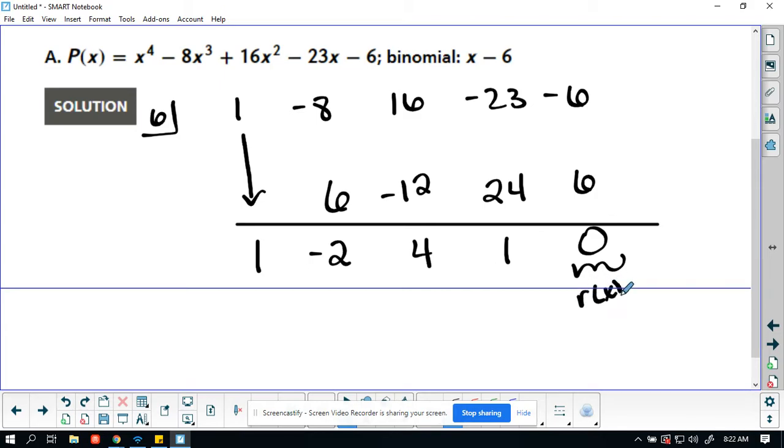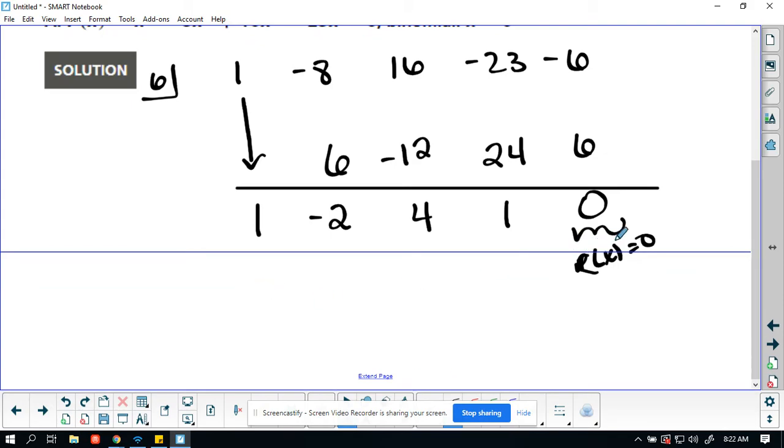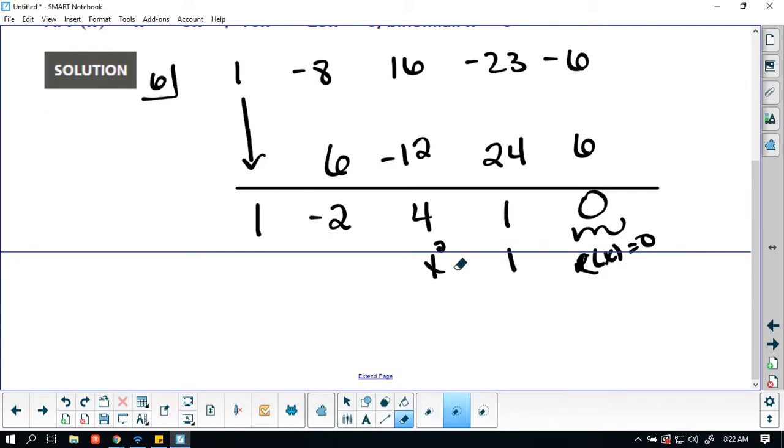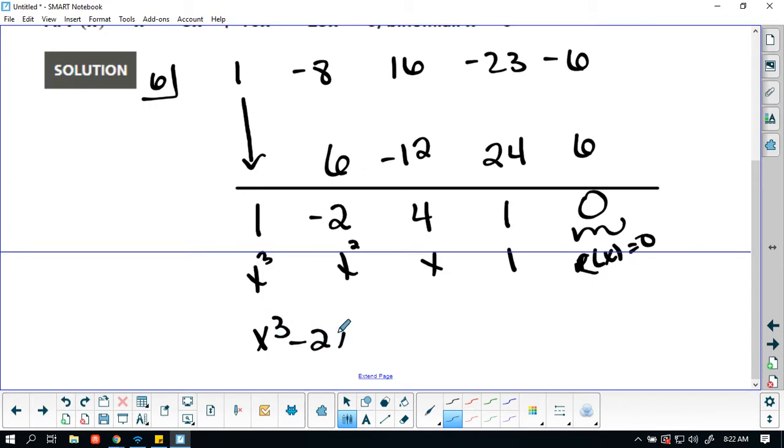So since R of x is equal to 0, capital R of x, then we do have a factor. So x minus 6 is a factor. Remember now this is 1x cubed, 1x squared, and so on. These are now our new coefficients. So we're going to have x cubed minus 2x squared plus 4x plus 1 times the factor x minus 6. And I wrote this in factored form.